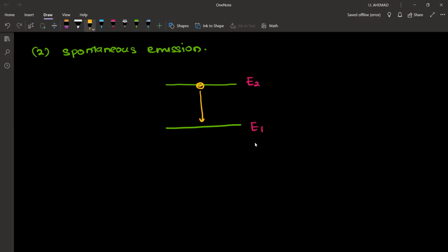When it is falling to the ground state, it will release energy. It will release energy in terms of photons. And this photon is going to have energy equal to E2 minus E1. Okay, so this is a spontaneous process. This will happen automatically. We do not need to supply any energy.